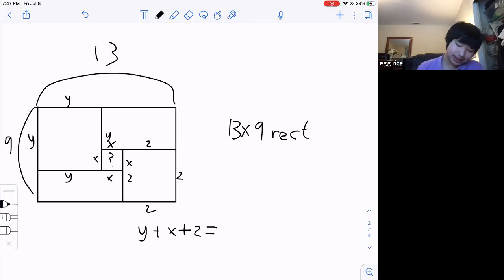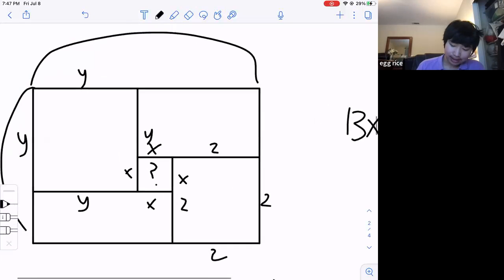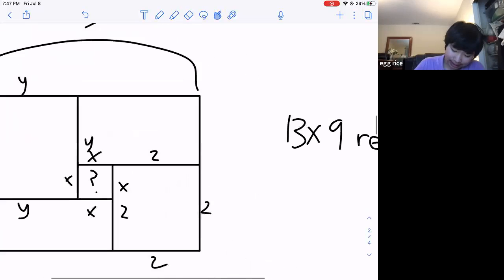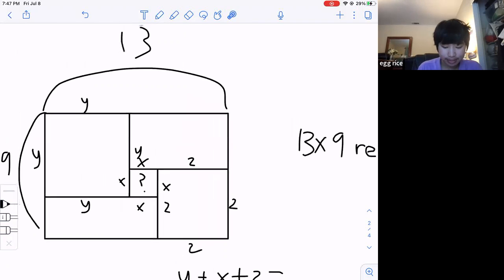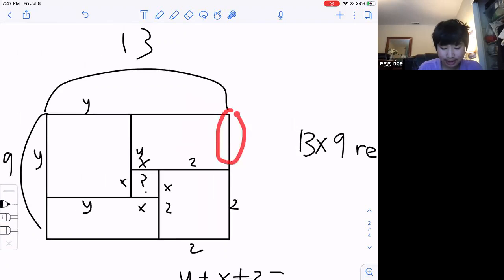All right, so basically, what is this length? What is this length right here? What is this length? So do people see what this length is? Or easier, we can see what this length is.